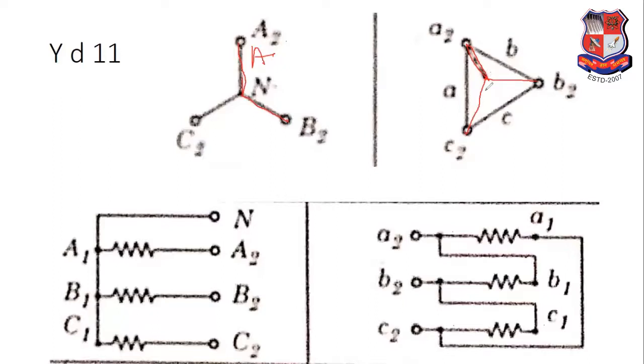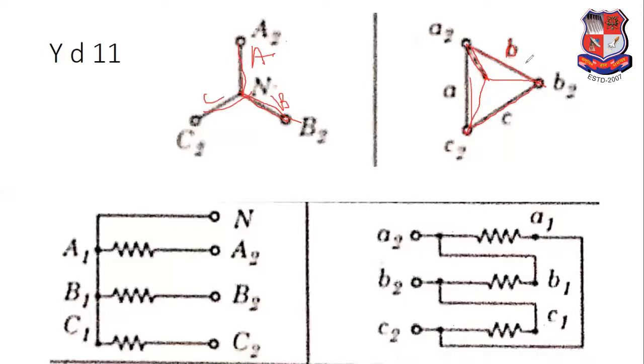Okay. So first draw these 3 points, join these 3 points. Now this line is parallel with your phase B. You can see that this line is parallel with your phase B. So it will become phase B. This line is parallel with phase C, so this will become phase C, and this line is parallel with phase A. This will become phase A.